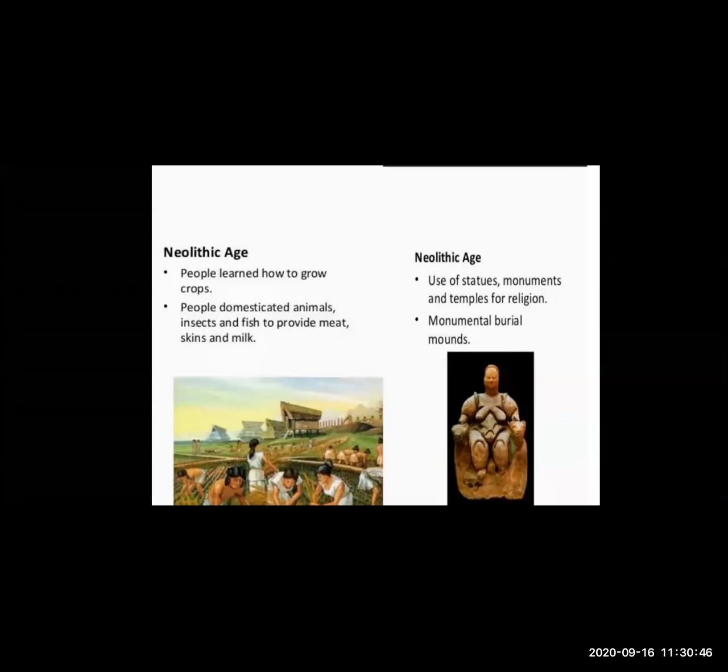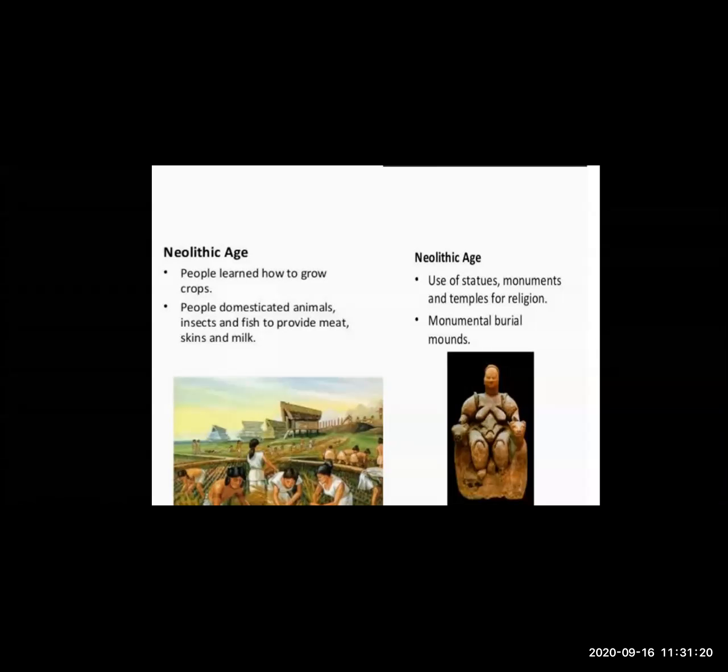They made use of statues, monuments, and temples for religion. Now they also started to worship God. They started to worship idols. They started to build temples in small places, and they used to worship different types of idols and different gods. Statues and monuments were being made in the Neolithic age. Monumental burial molds were being made for burying the people.